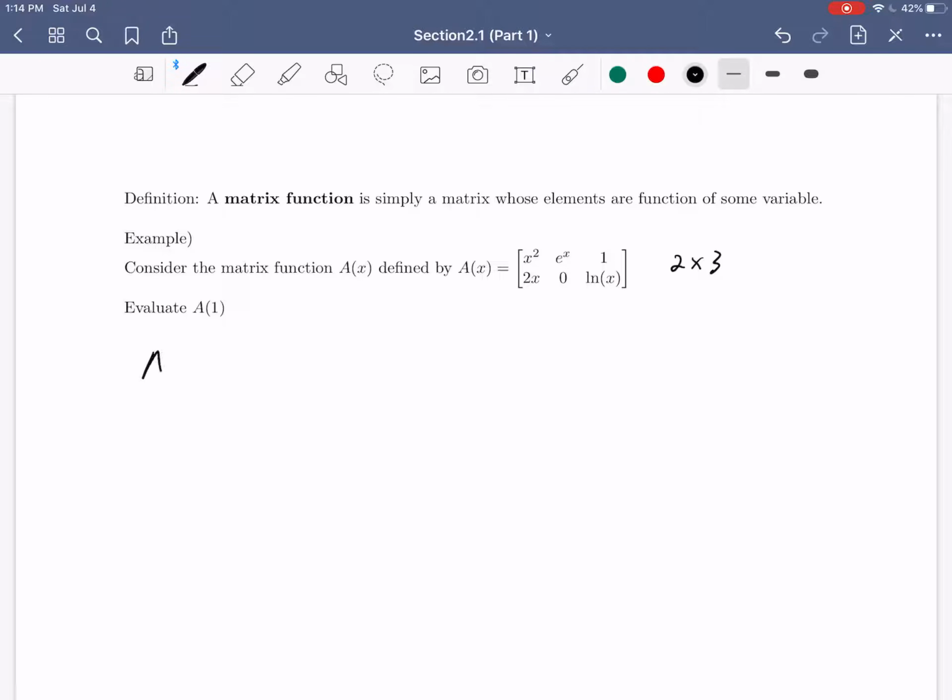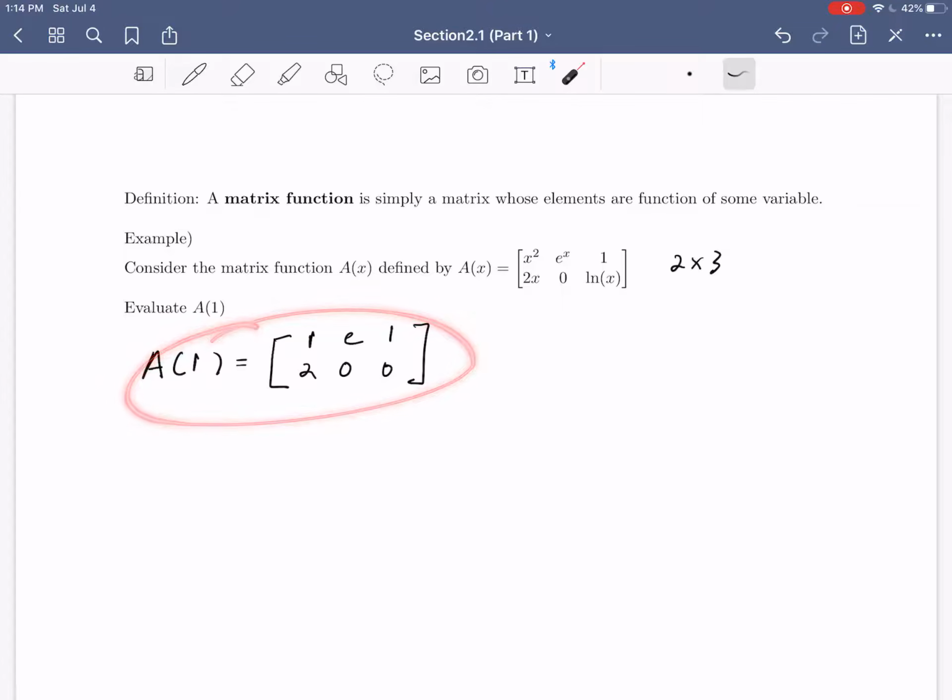If you are asked to evaluate a matrix function, so like A of 1 in this case, it just means you evaluate each function at x equals 1, and then that makes a matrix of scalar values here. So in this case, that matrix would be 1, e to the 1, 2, 0, and then ln of 1, of course, is also 0. So there would be A of 1. So the output of a matrix function is a matrix, which should make sense, right? A matrix function is just made up of elements that are functions. So each one is going to output its own individual value, which means that the overall matrix function at a particular value is a matrix. And of course, it's a 2 by 3 matrix because it's not going to change the size.